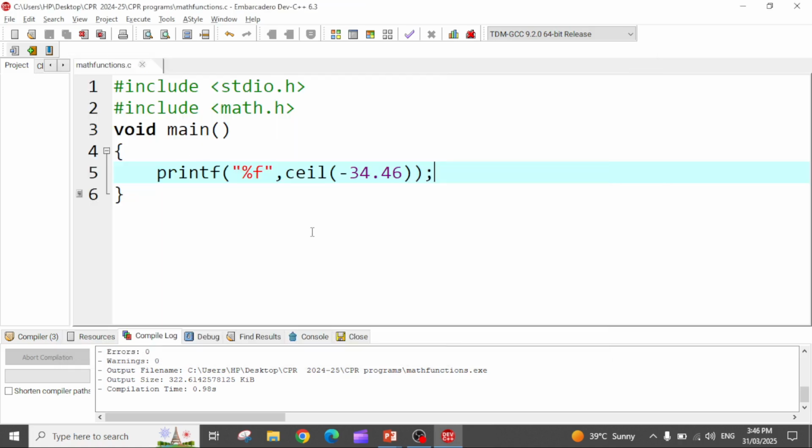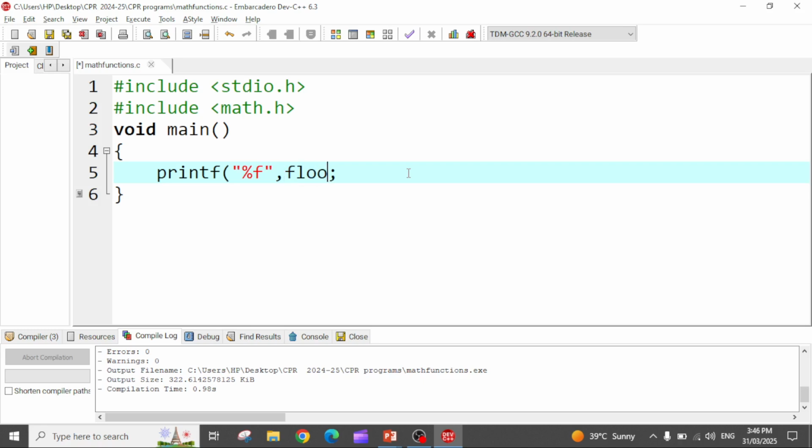So that's why I have got the answer as minus 34. So it works on both positive as well as negative numbers. So in short, the ceil function rounds up the value to the next higher integer.